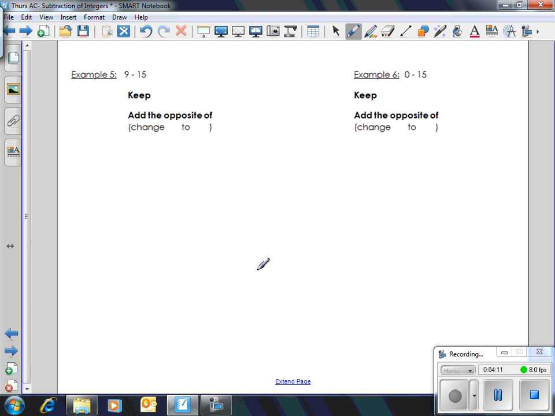We'll try a couple more. We have keep our positive 9. We are adding the opposite of positive 15. Now again, I know that's a positive 15 because when I change this subtraction sign, there isn't another negative here. So I'm going to change that positive 15 to a negative 15, which means I have 9 plus negative 15. A paycheck of 9, owing somebody 15. You do not have enough to pay your debt, which means you still owe $6.